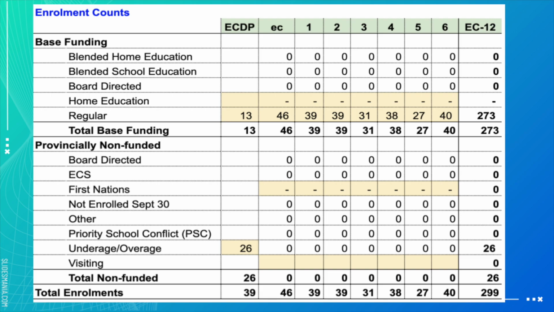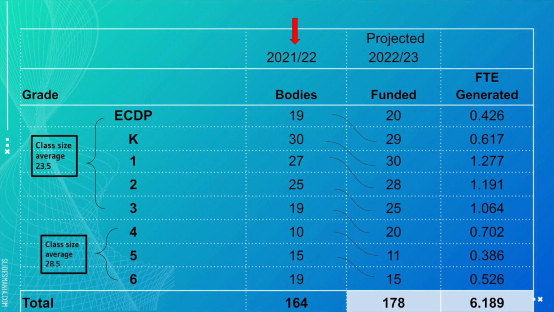And yes, if you look in the first column under ECDP, there are 26 students that are not funded. That means this school is running classes with 26 unfunded students. And so that's taken into consideration when we're figuring out our staffing. It's part of the equation. Based on the actual number of students and the average class size, we then generate the teaching assigned to each class. So it might look like a complicated chart. Let me try and talk you through it.